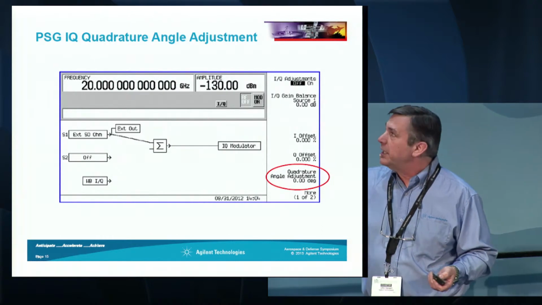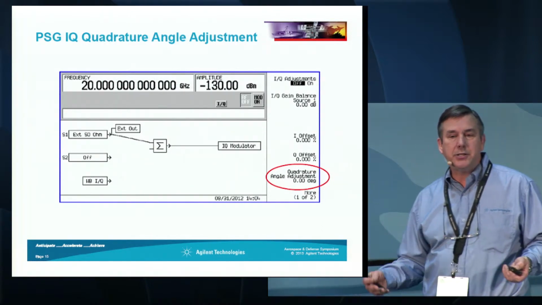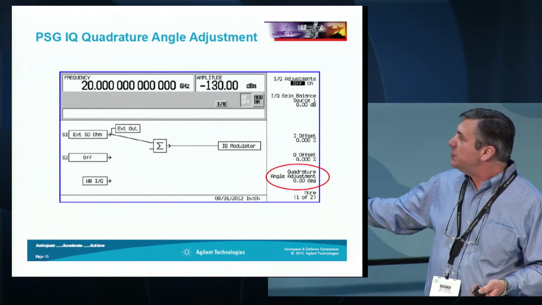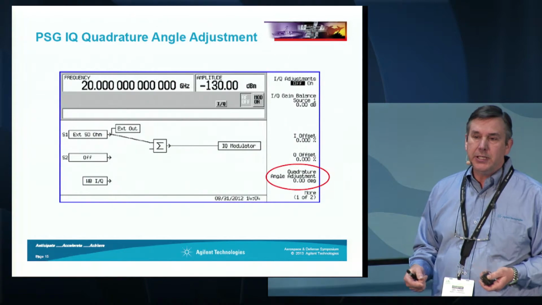And of course, once again, this is a PSG, but this applies to any modern signal generator. You do have that adjustment to adjust that I and Q quadrature within your signal generator.